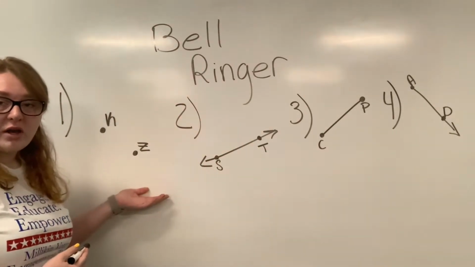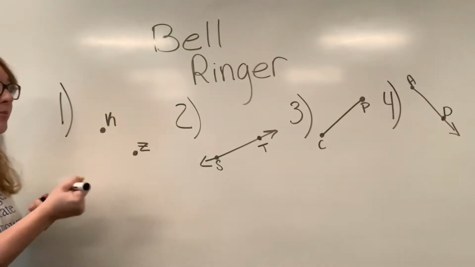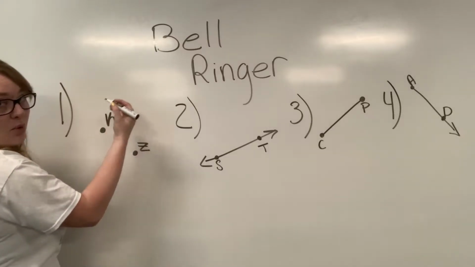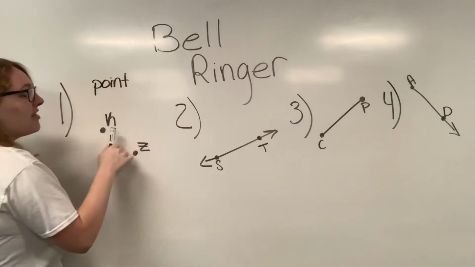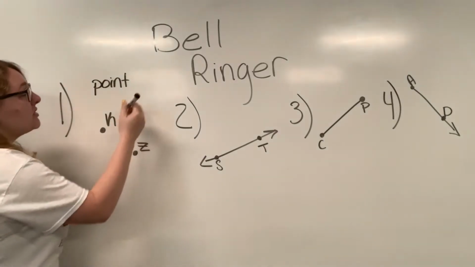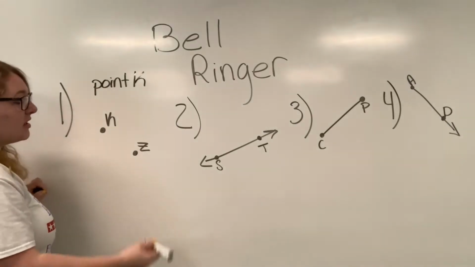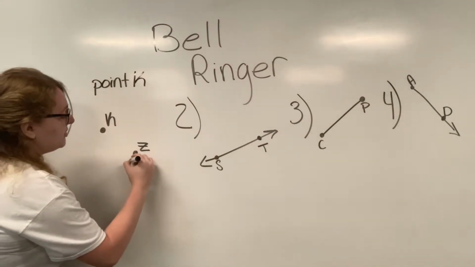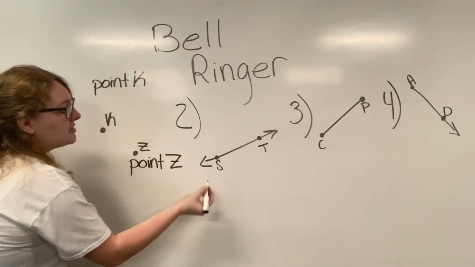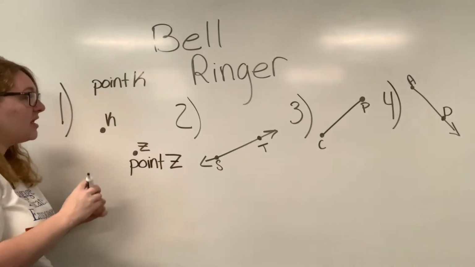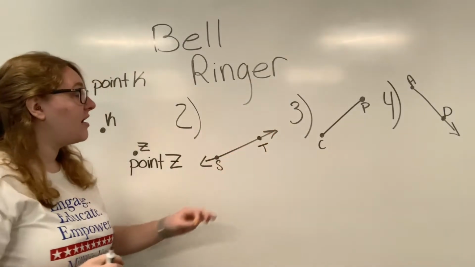Let's go over the bell ringers, a little review from yesterday. For question 1, we have 2 points, and we want to name those points. If you remember from yesterday, the way that we name points is by writing the word point and then the capital letter on the point. So this would be point K. This one right here is a Z, so this would be point Z.